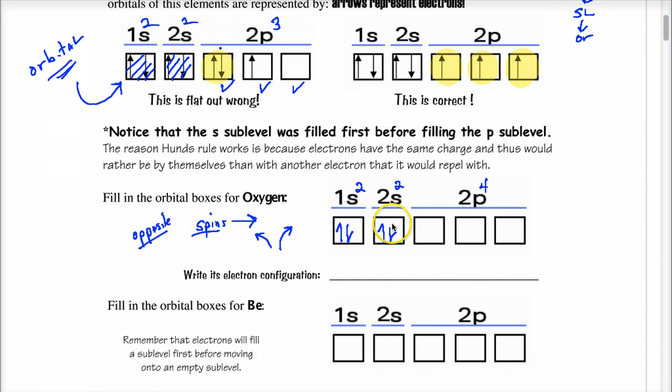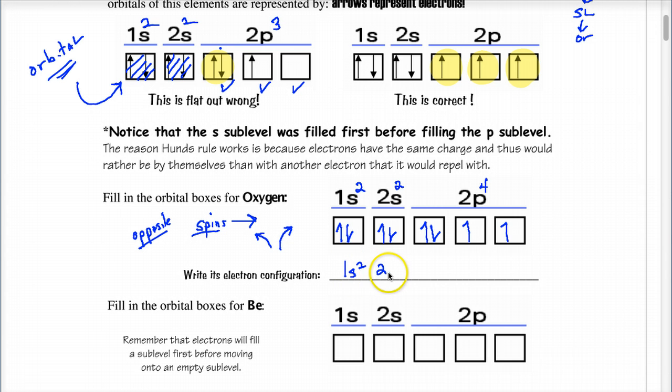We have no other choice for electrons but this one orbital or box, so therefore there's no problems. 2p4, well, one would go here, another would choose an empty orbital, another one would choose, and now we're forced to pair up. And that's the proper orbital notation. Of course, this is 1s2.